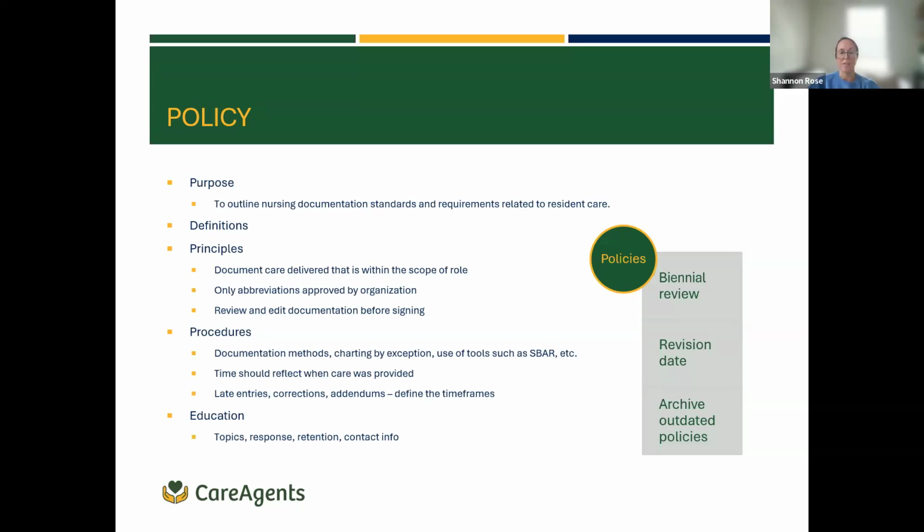And as with other policies, you want to review and update them as needed, at least every 2 years. Make sure the latest revision date is on the policy. And a good risk management practice is to archive your outdated policies.